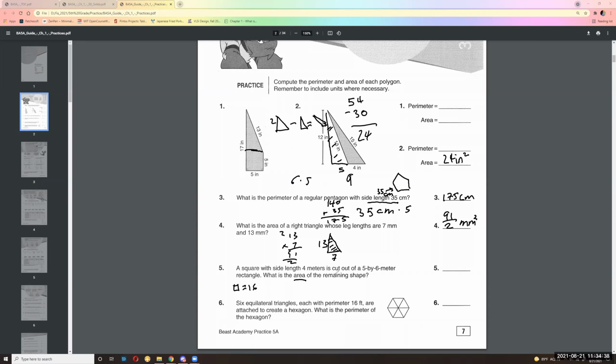And then it's cut out of this rectangle. And so what's the area of the rectangle? 30. Right. And so since we're cutting it out, it's subtraction. So now we're left with 14 meters squared. 14.